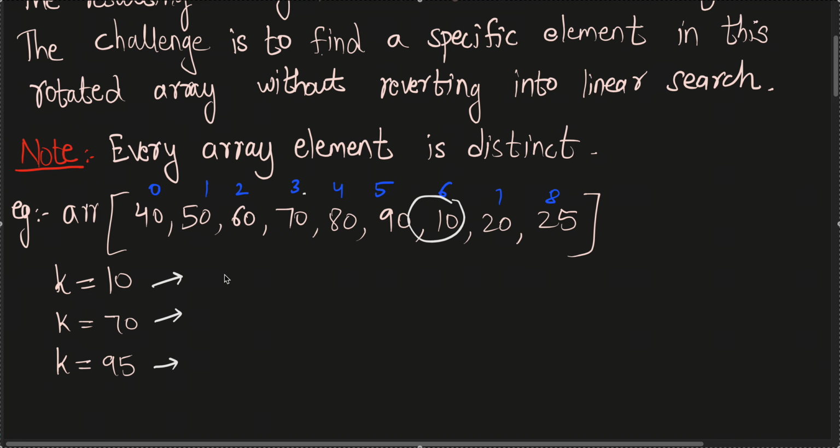So what will we do? We will return the index of that element in the array. So the answer is 6. Now the second k is 70. Is 70 present in the array? Yes, 70 is present in the array. So we will return the index, right?